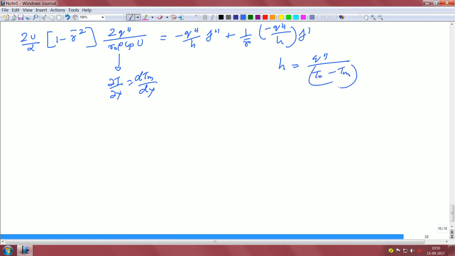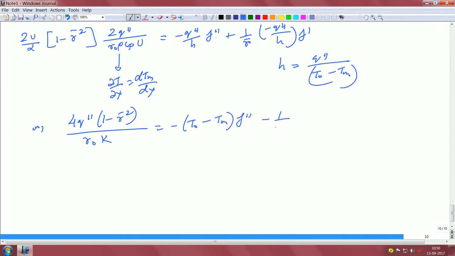So, this is the very standard equation. In other words, we can now write it as 4q''(1 − r̄²)/(r0 k) = −(T0 − Tm) f'' − (1/r̄)(T0 − Tm) f'. Now, all this f' is basically given as df/dr, so you can convert them to the corresponding r̄ coordinate system. That is fairly easy to do.